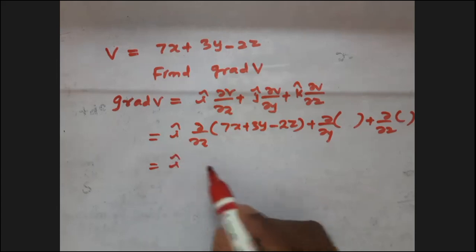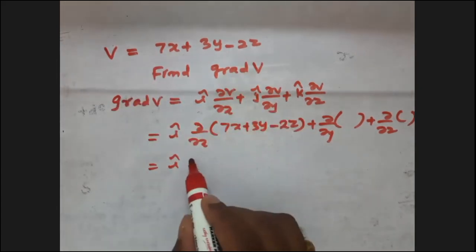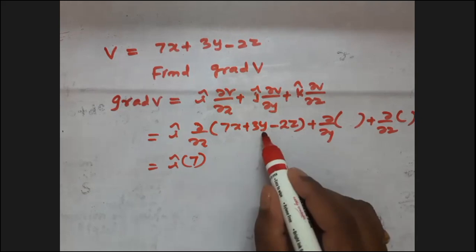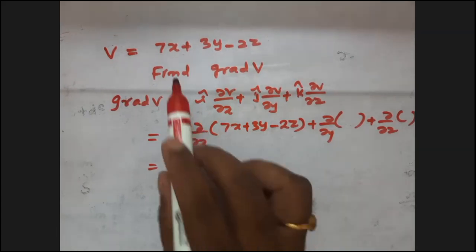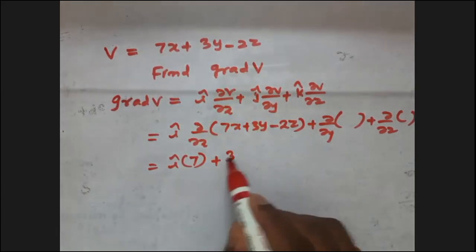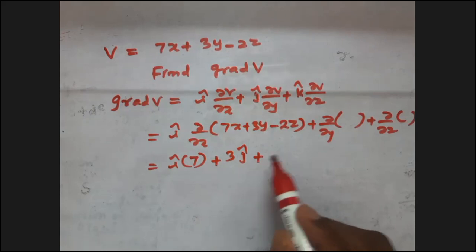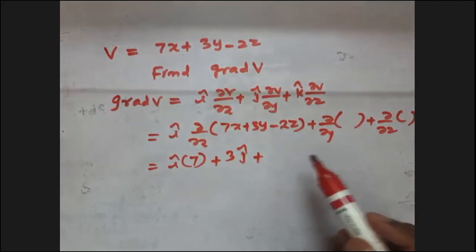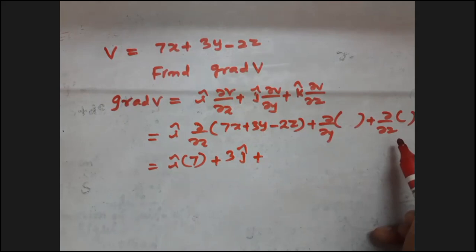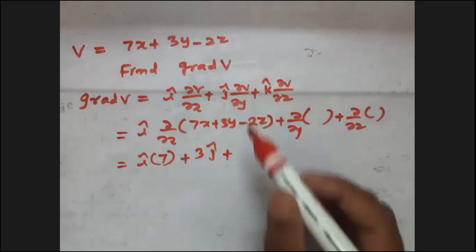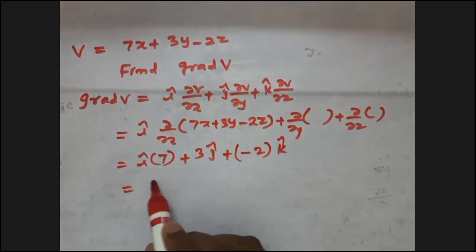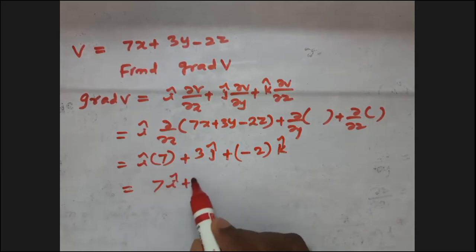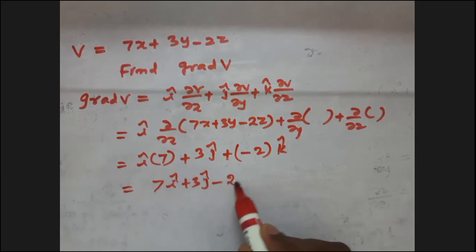Here we are doing the partial differentiation. Dou by dou x of this you will get 7. Dou by dou x of 3y is 0. Dou by dou x of 2z is 0. The second term, dou by dou y of this, we get 3, that is 3j cap. The third term, dou by dou z of this. With respect to z we are doing the differentiation, so x and y are treated as constant. So dou by dou z of this, what do you get? Minus 2 into k cap. Equal to 7 i cap plus 3j cap minus 2k cap.